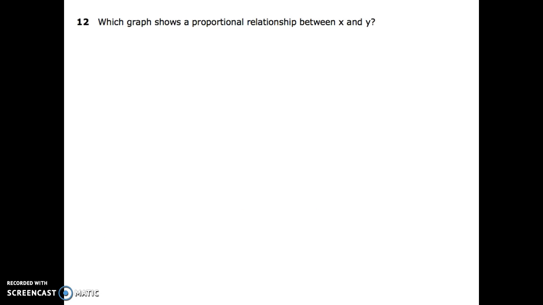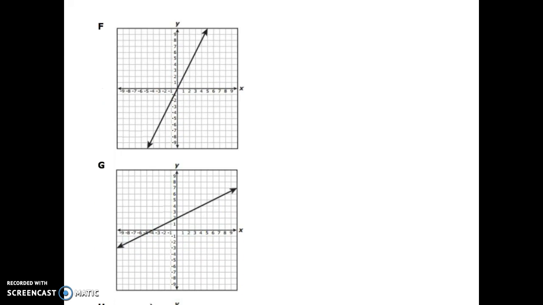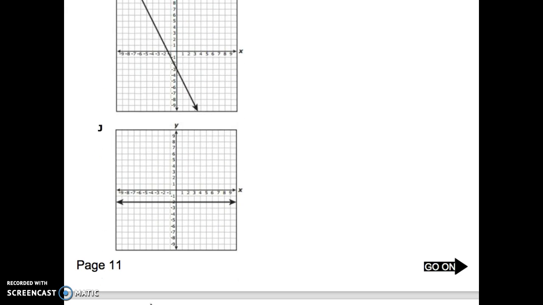Number 12. Which graph shows a proportional relationship between x and y? You'll be using these answer choices on page 11.